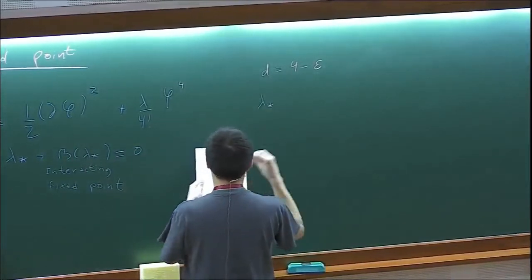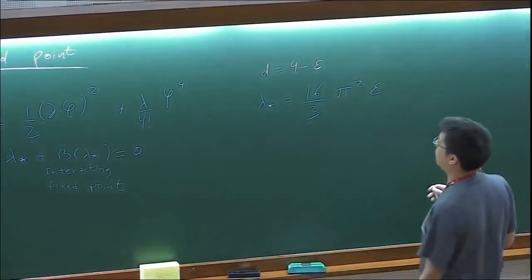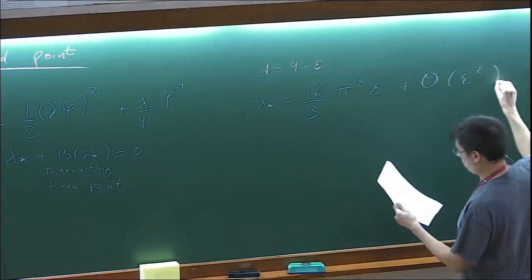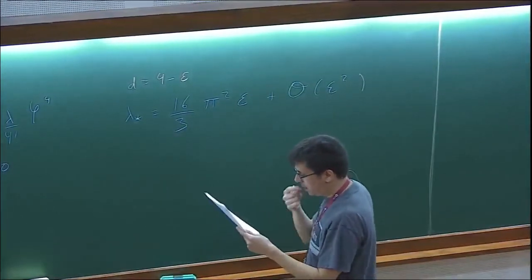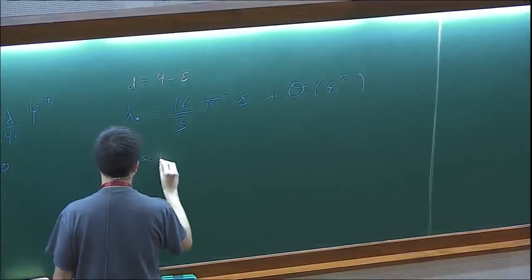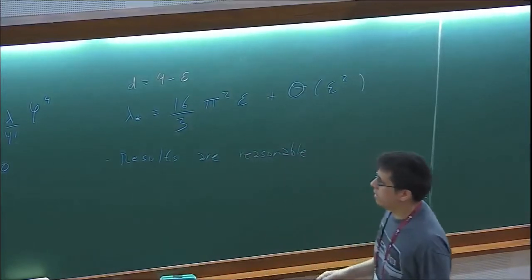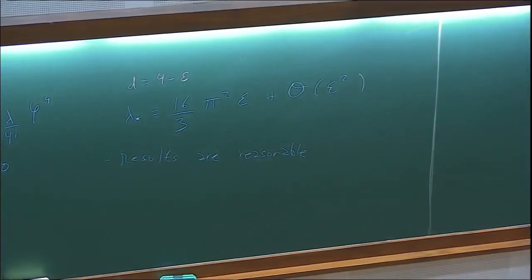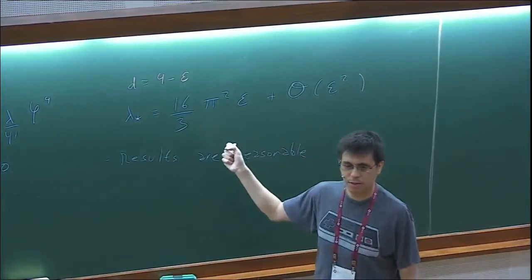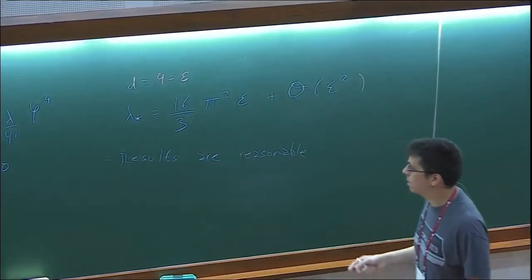So working in the so-called epsilon expansion, the value of the coupling at the interacting fixed point is 16 over 3 pi squared times epsilon plus corrections. And as I said, we can use this perturbative expansion to calculate quantities in this theory, and at the end of the day, set epsilon to 1. So this is an old story, and the results are reasonable. Moreover, the critical three-dimensional Ising model belongs to the same universality class as this fixed point. So whatever quantities I calculate using this epsilon expansion for the Wilson-Fisher fixed point describe also the three-dimensional critical Ising model, in particular the critical exponents.